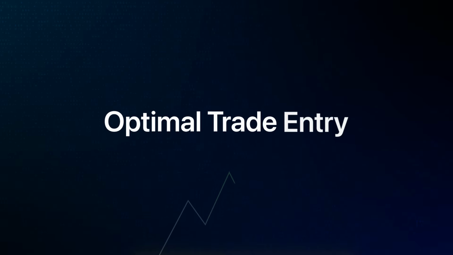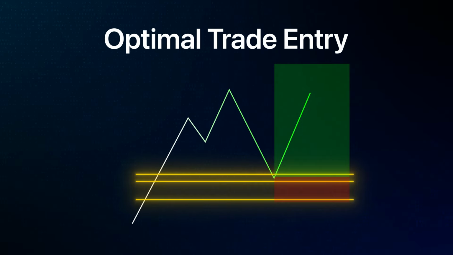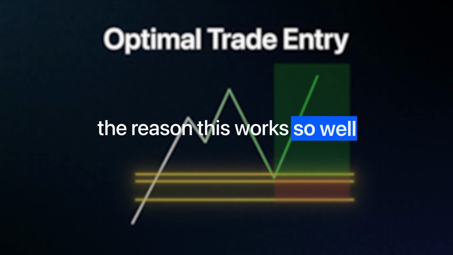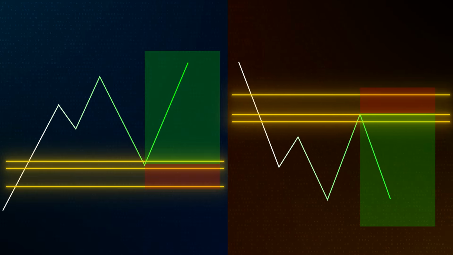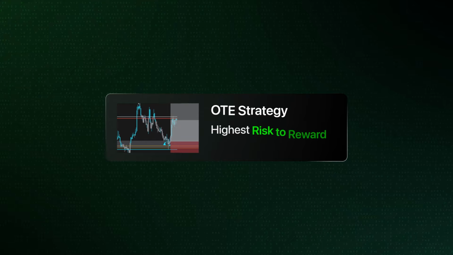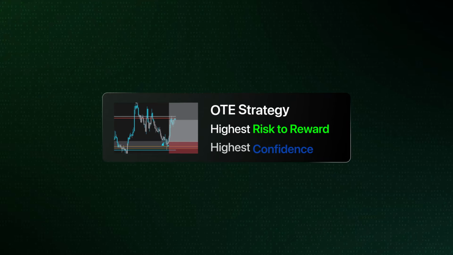The optimal trade entry is a zone on your chart where trades are valid. The reason this works so well is because you are quite literally buying in discount or selling premium. This obviously gives you the highest risk to reward trade and also the highest confidence.